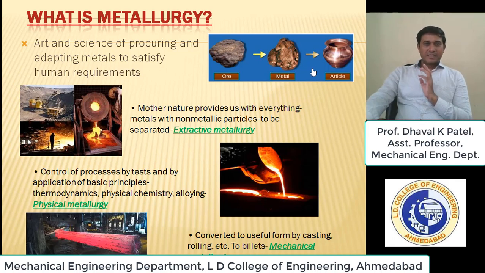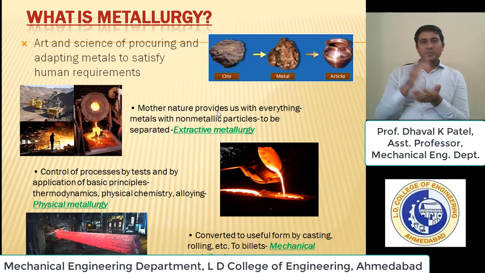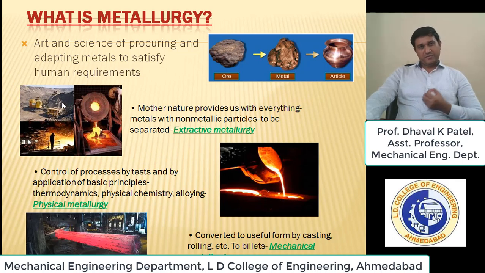So we have to study all the processing used to extract metals from ores or raw materials. It is called extractive metallurgy. You just see, this is extractive metallurgy, right? These are iron ores. From these ores, we get the raw materials. We melt it, then remove the impurities and extract pure elements from that particular ore. This is called extractive metallurgy.